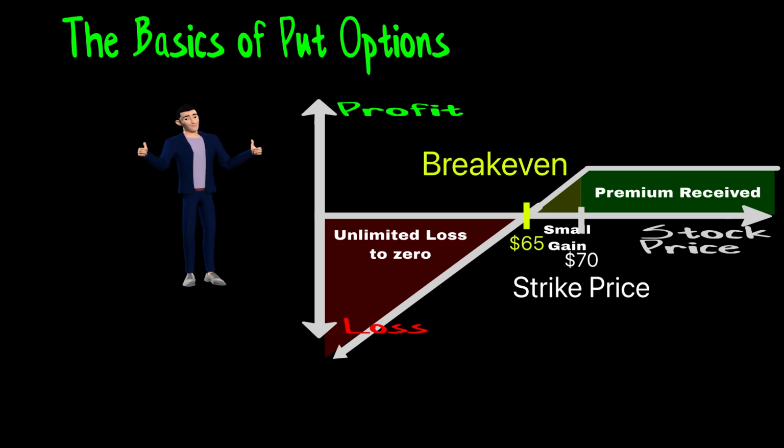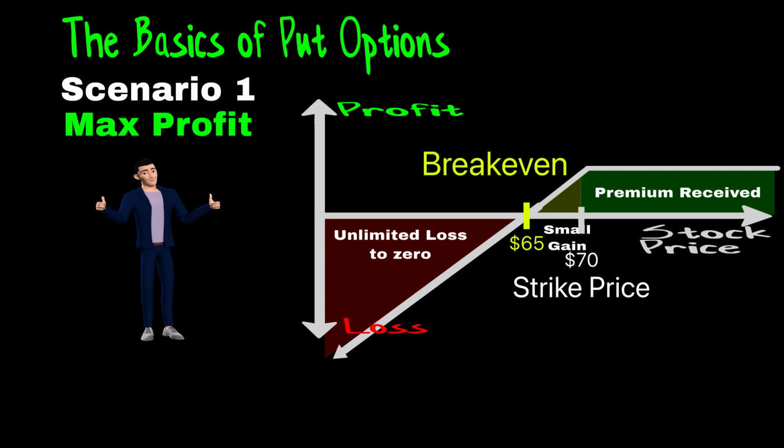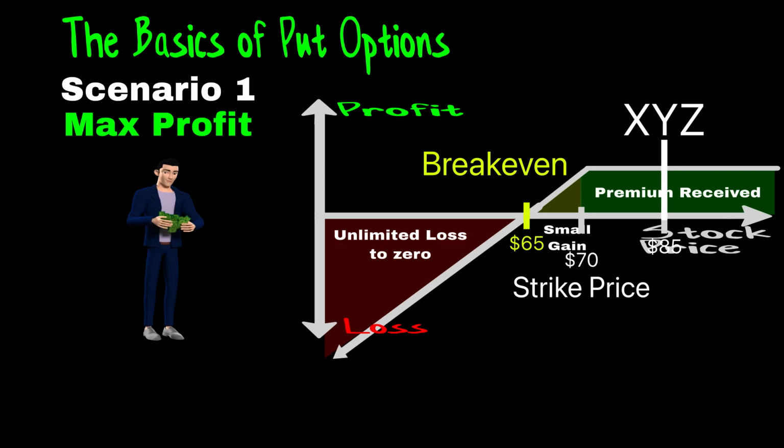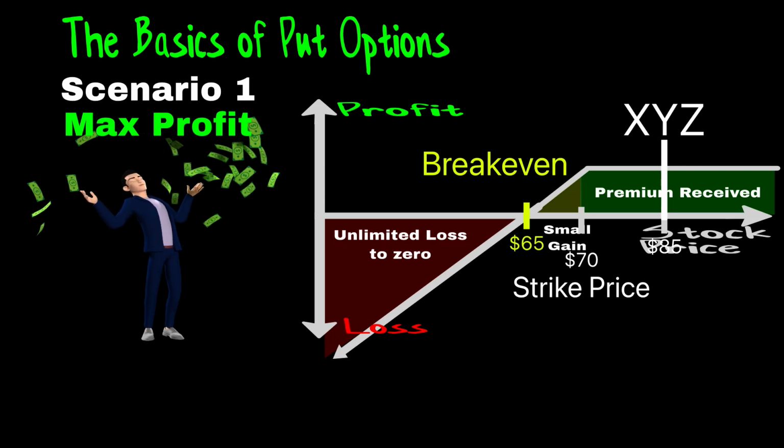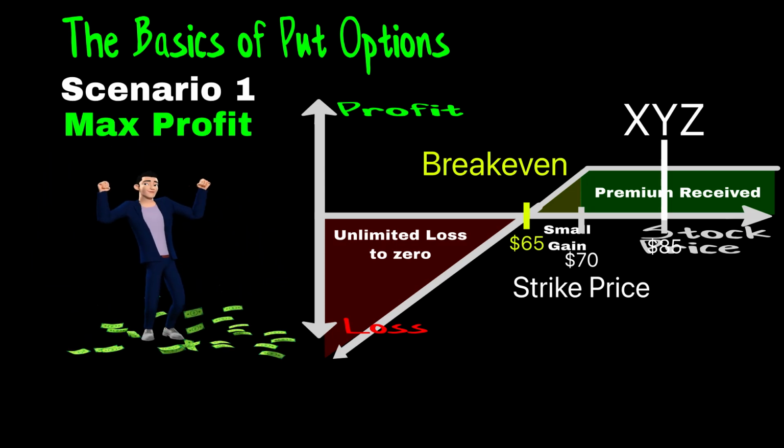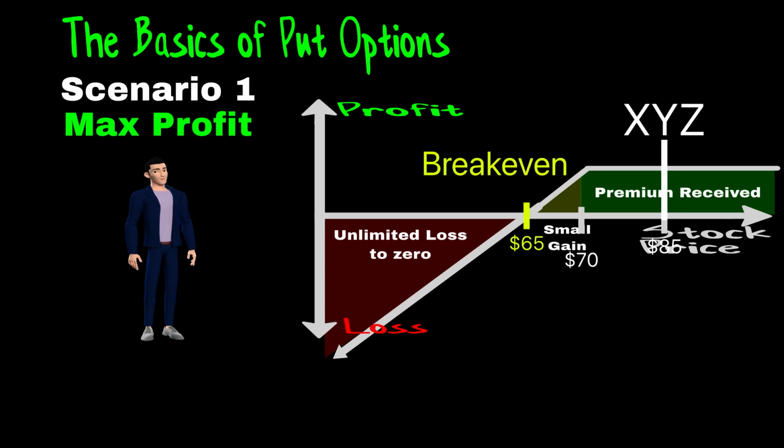Let's go back to Brad and look at 3 scenarios with the stock. Scenario 1, the company had no new news about the trial, and the stock started to drift upward to $85 per share at expiration. Because the stock is over Brad's strike price of $70 per share at expiration, Brad will be in the green zone and keep his premium of $5 per share for his max profit.